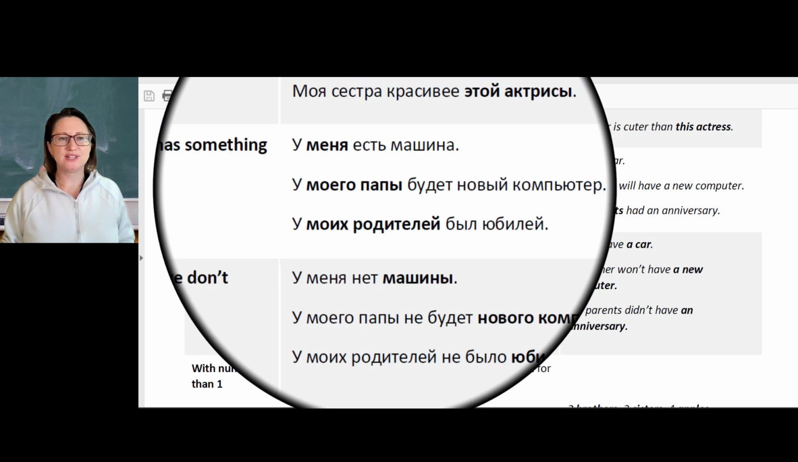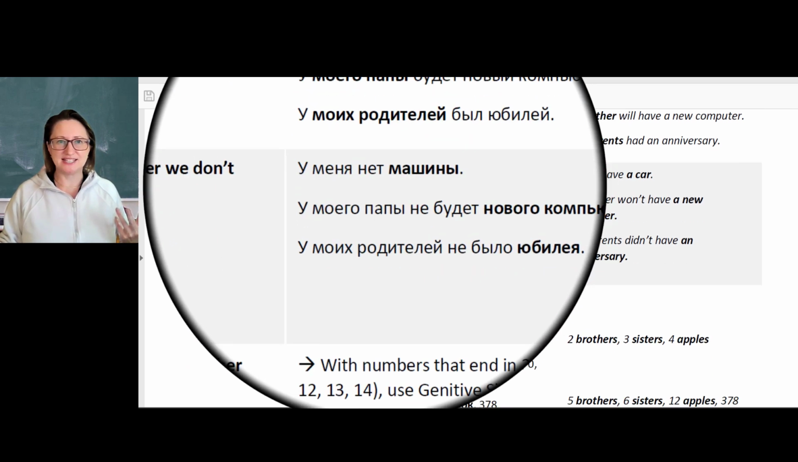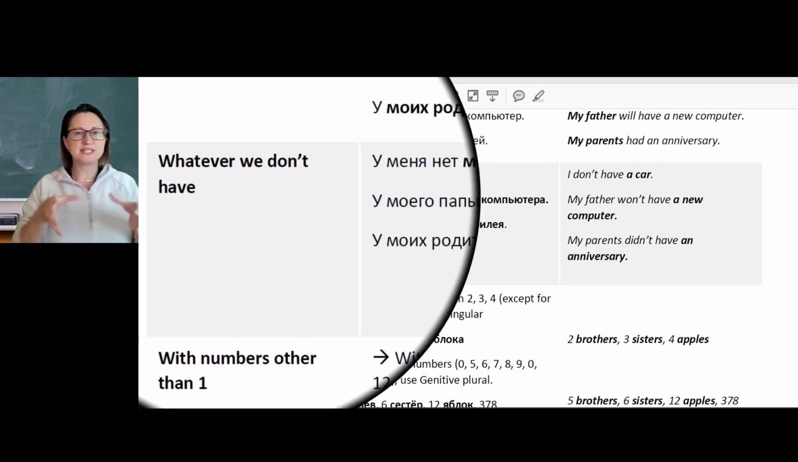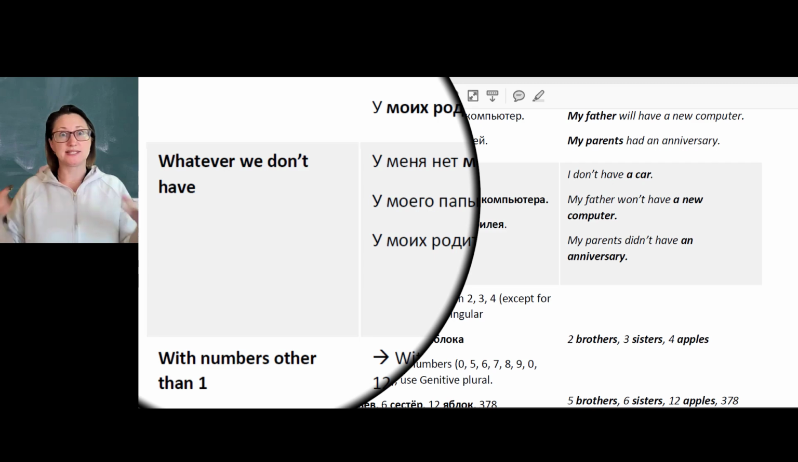Then remember when we looked at extended contexts for nominative last time, I told you, see, I'm saying whatever we have, and I stop there. While for something like whoever we like or don't like, whatever we need or don't need, I gave you both positive and negative. And I told you that I will explain it in the next video. So I'm explaining it now. Whatever we have is nominative. Whatever we don't have is genitive.